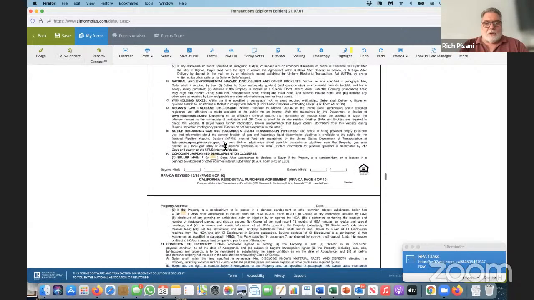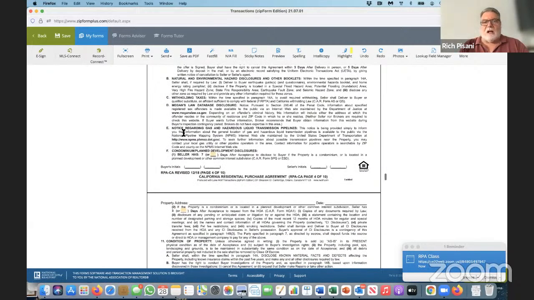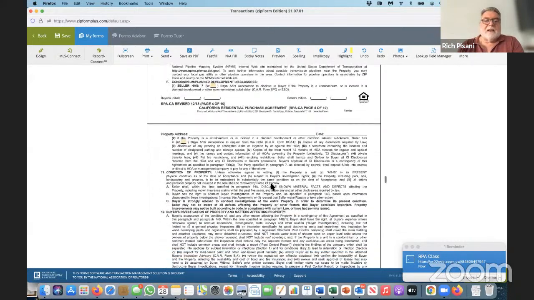Moving forward, it talks about Megan's Law, about gas pipelines. There are websites to look at all that. The seller has to disclose whether this is a condominium or it's located in a planned development. There are single family homes that have an HOA under them. So it's important to note that.